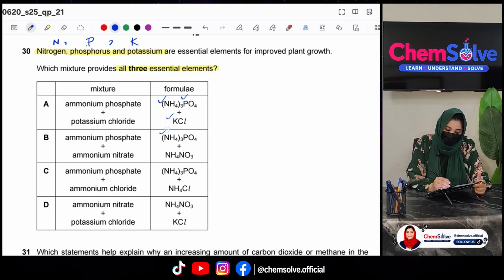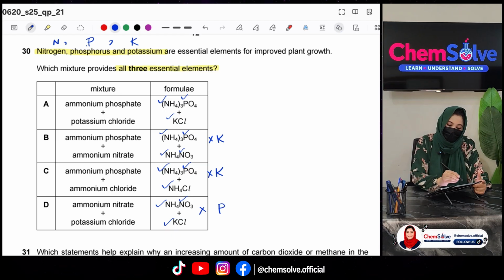Now look at the next. It has nitrogen, it has phosphorus, but it doesn't have potassium. Now nitrogen, phosphorus, nitrogen, but no potassium. Nitrogen, nitrogen, potassium, but no phosphorus. So the correct option is option A.